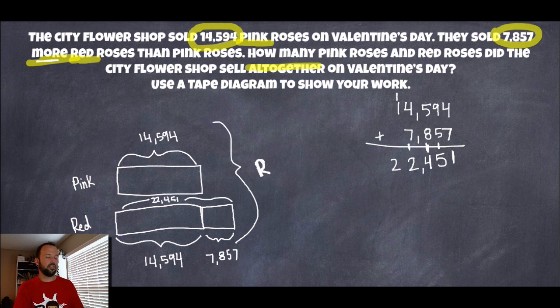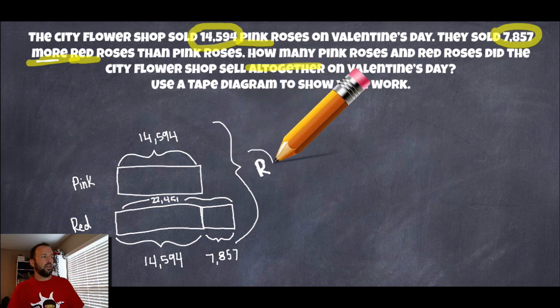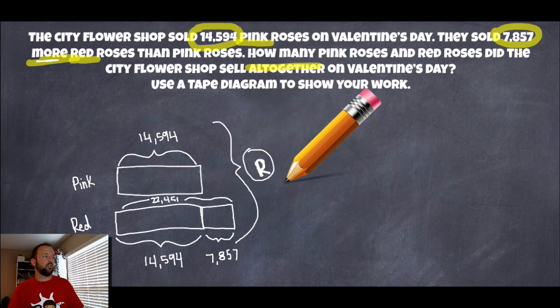So the first step was us to find the number of red roses. Now we have to take the total number of red roses, add it to the number of pink roses, and then we should have the total amount of all of the roses, right? Which is the R. That's the variable that we're looking for, the total number of roses.